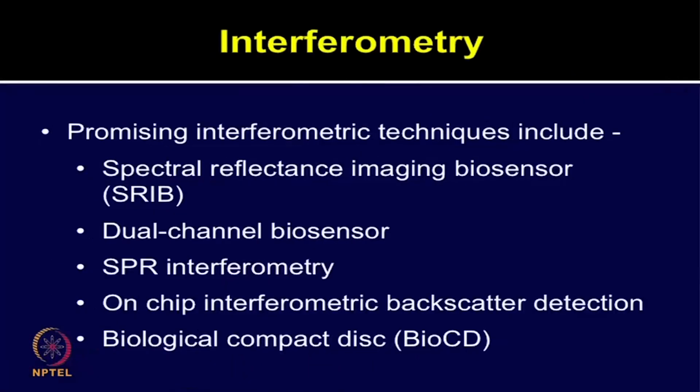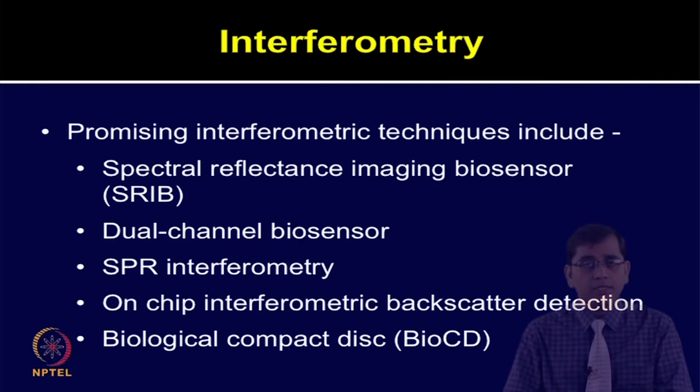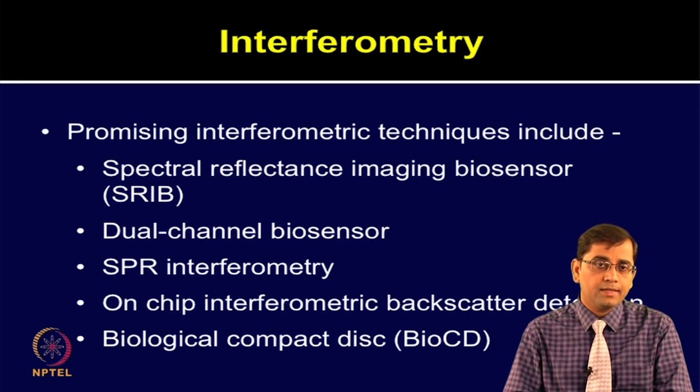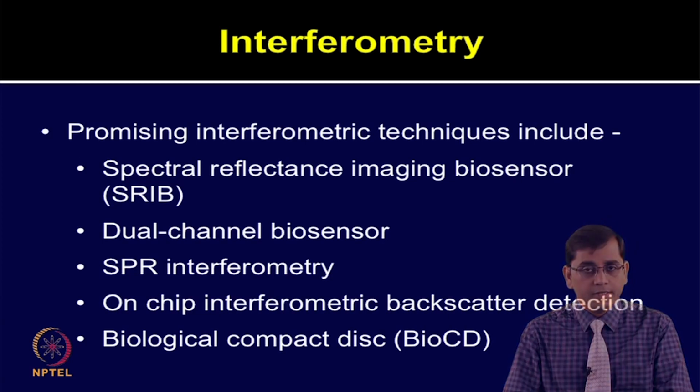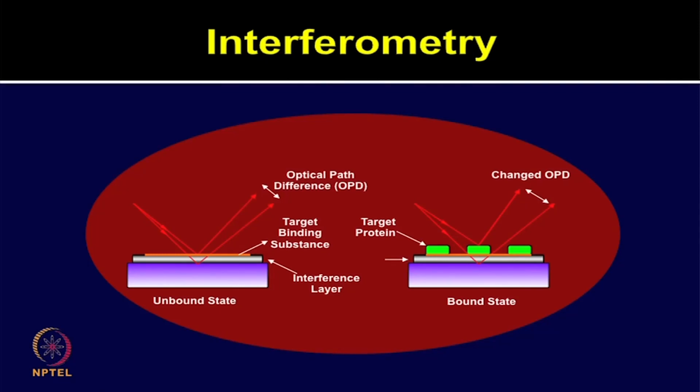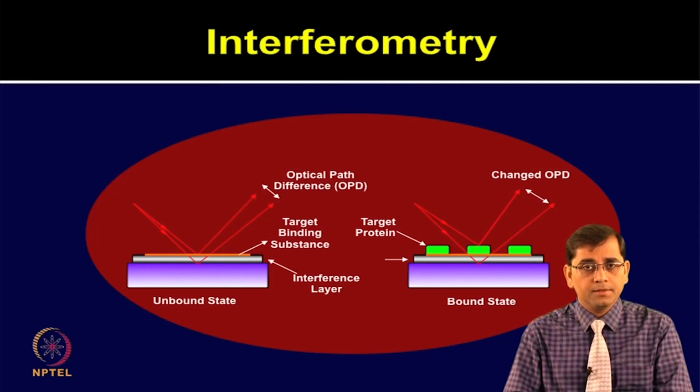There are many promising interferometry techniques that have emerged, which include spectral reflectance imaging biosensor or SRIB, dual channel biosensor, SPR interferometry, on-chip interferometry, back scatter detection and biological compact disc, BioCD, etc. Let us look at the interferometry principle in detail here.